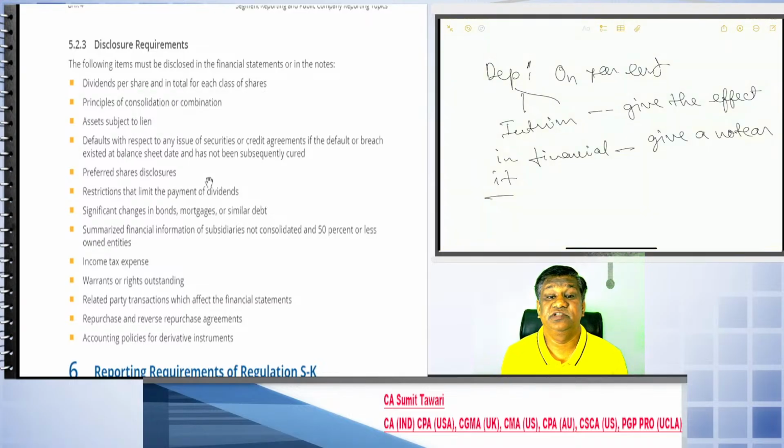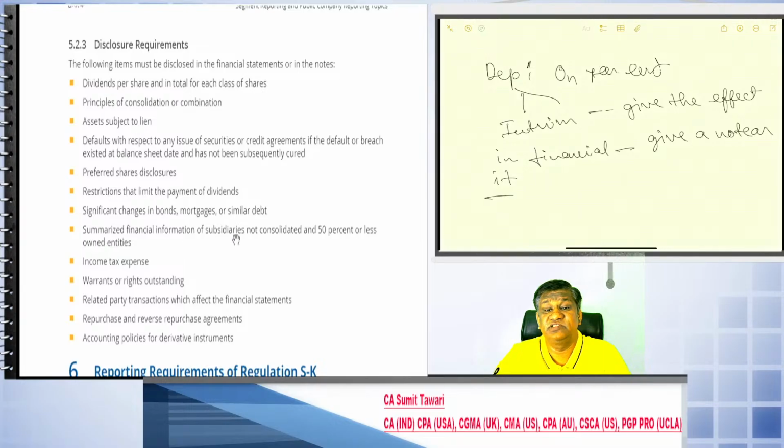Okay, preferred share disclosure. Restriction on the payment of dividend, means if there is a restriction, say a statutory restriction, for example you need to maintain the general reserve for some amount, that also we need to disclose. Significant changes in bond, mortgage, or similar debt, means if there are changes in the loan or any financing arrangement, that we need to disclose. Okay, means it should be a significant change.